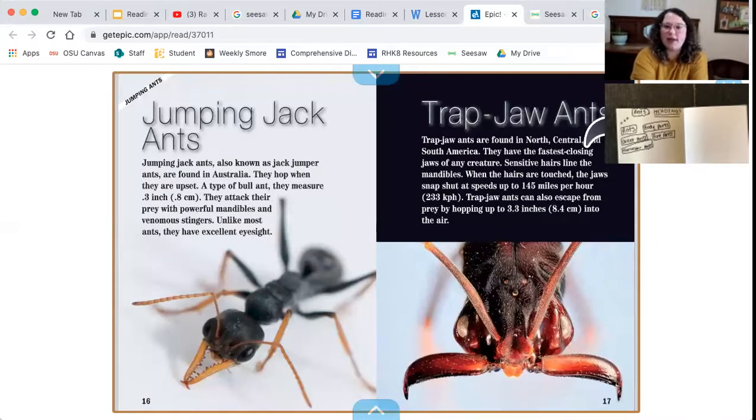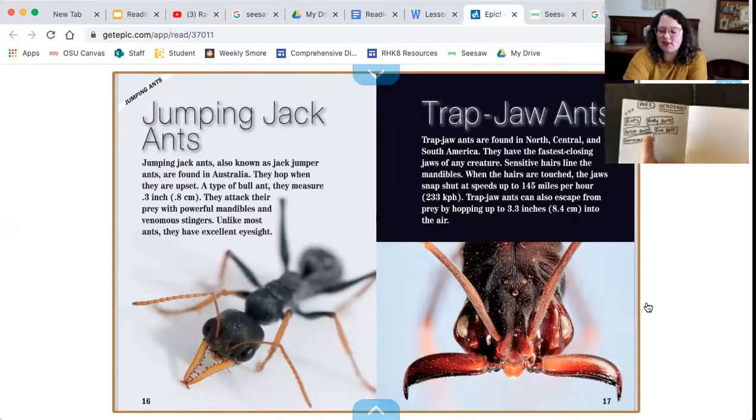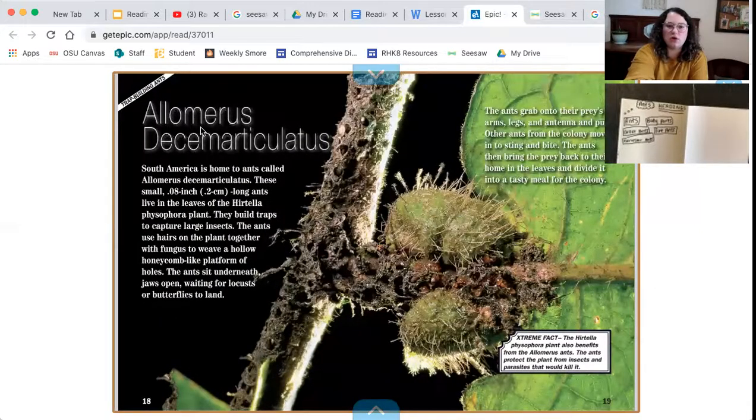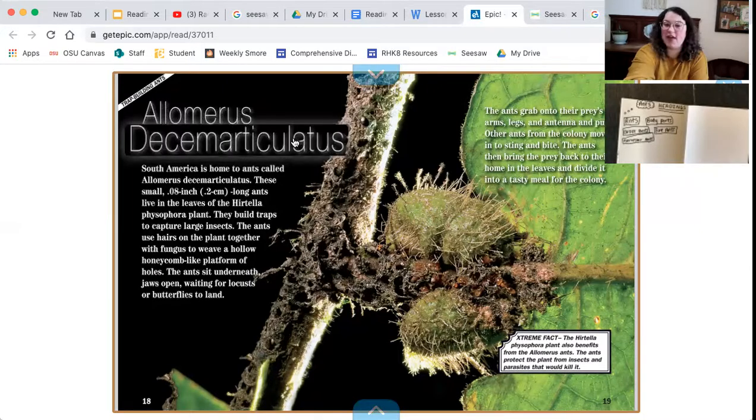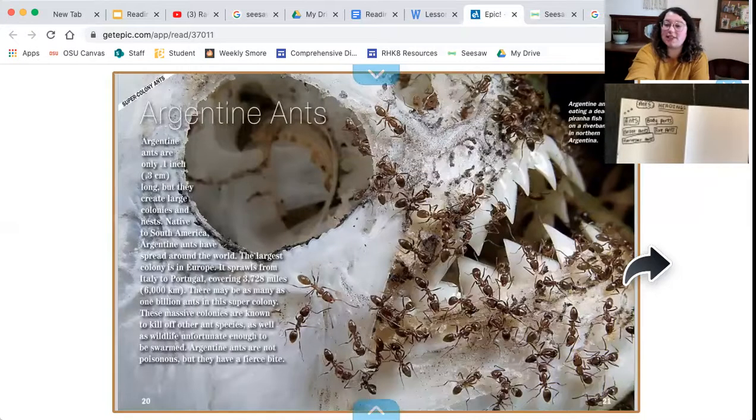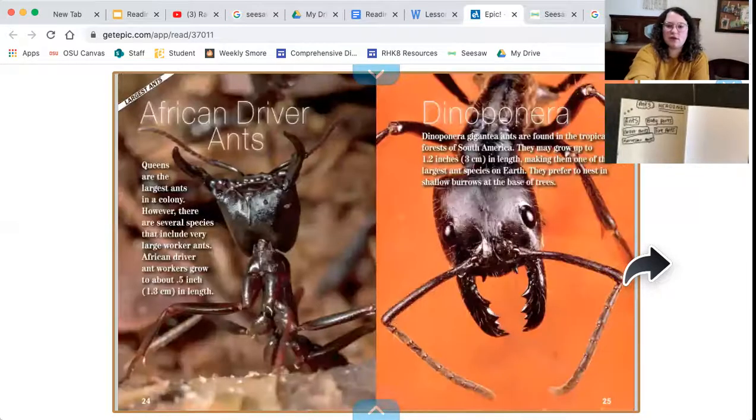Jumping jack ants and trapjaw ants. So I'm noticing that these are all different types of ants. I've already written a couple different types of ants on there, so I'm not going to keep writing them, but you can if you want to, or you can just keep pointing at your screen. Ooh, Allomerus decemarticulatus. So that tells me that's probably the scientific name of an ant. Argentine ants. Does the picture match the heading? Army ants. African driver ants. Dinopanera.